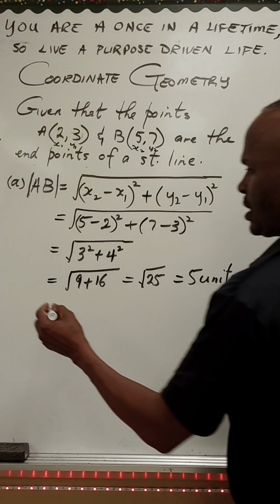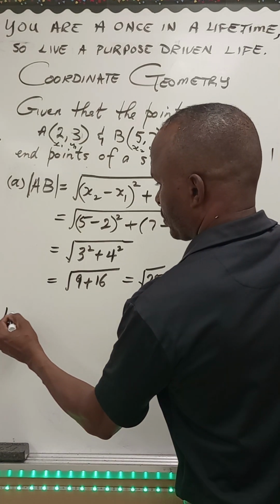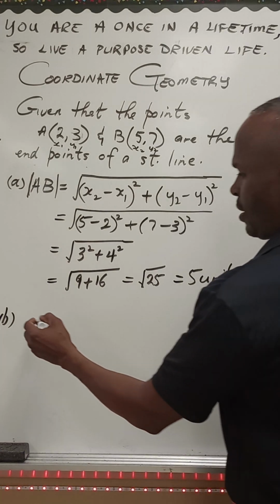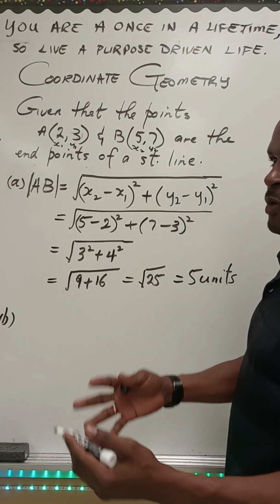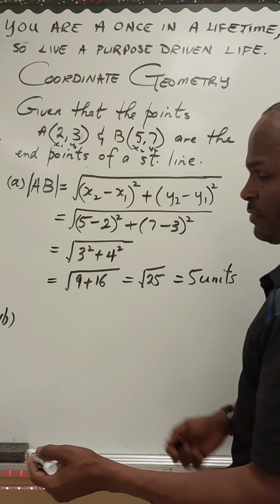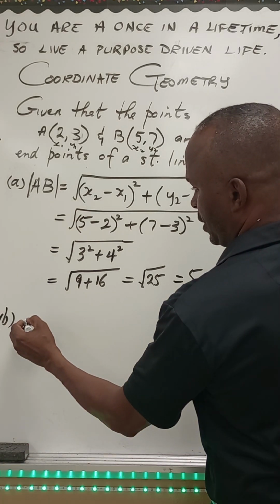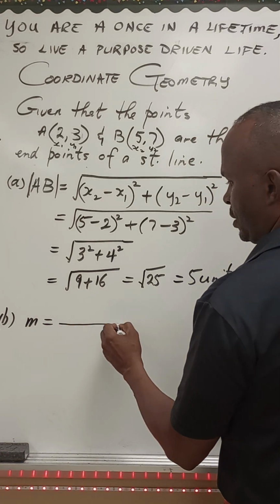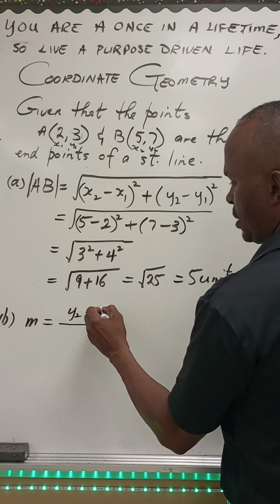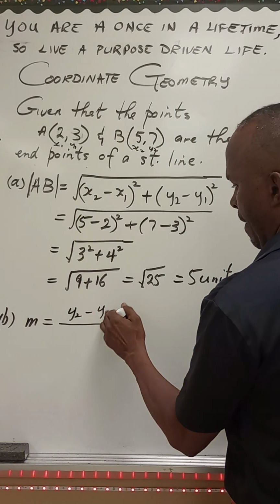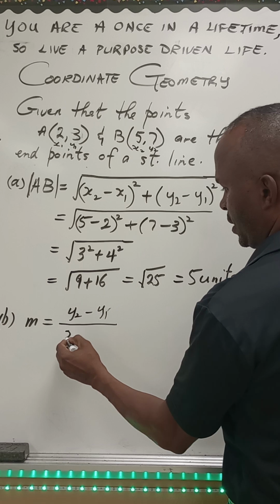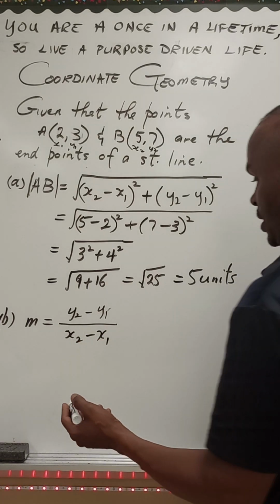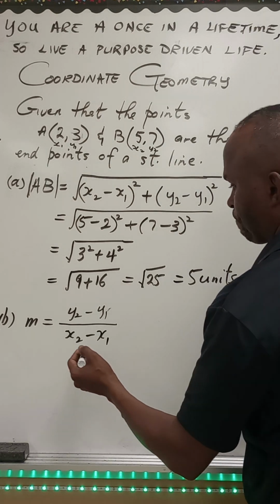Next time we're going to attempt to find the midpoint of the line. But before you find the midpoint, we're going to find the gradient. It doesn't really matter which you find first. We're going to find the gradient, and the formula for gradient is m equals the difference in the y's divided by the difference in the x's. Good. And from there, we're going to substitute again.